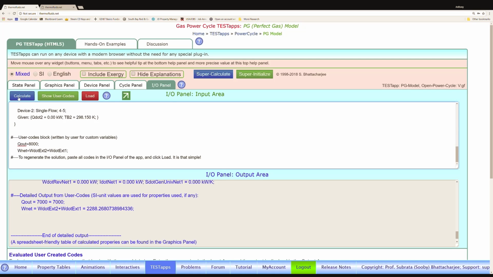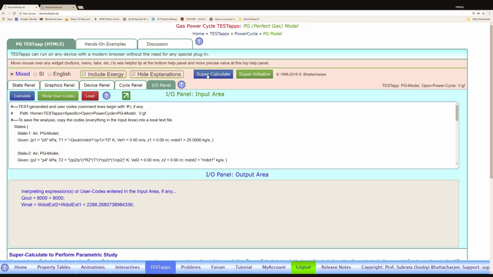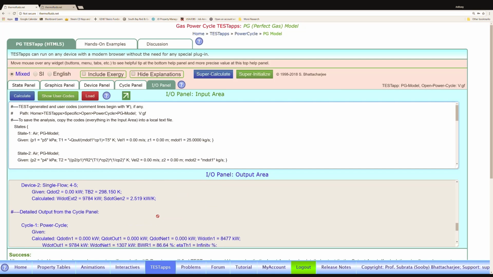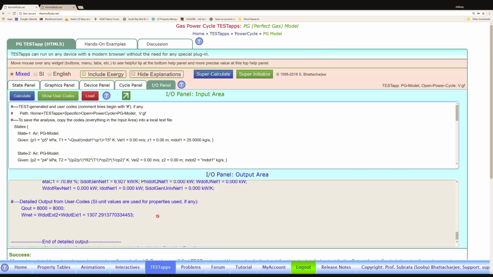We will then allow TestCalc to calculate the new net work. As shown, the new net power output in the what-if scenario is 1307 kilowatts. The net work has decreased dramatically, almost by half. This what-if scenario can give us insight as to how much of an impact both the heat rejected and the compressor efficiency can have on the overall cycle.